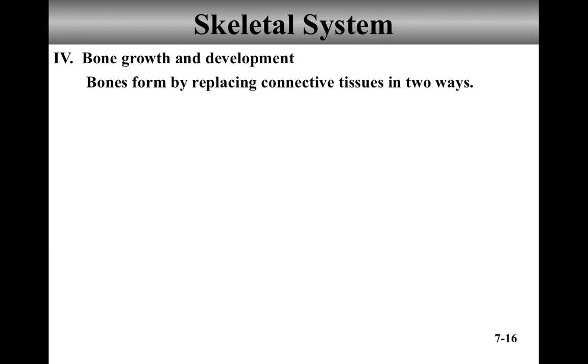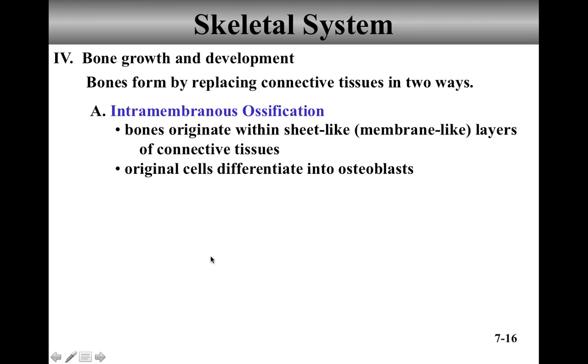Bone growth, when you are a little baby, a little embryo still forming in utero, you are going to replace connective tissues. And there's a couple of ways we're going to do this. So the first way we can do this is going to be found in your skull, in the intramembranous ossification. So intra means within, membranous means membrane, and ossification is forming bone.